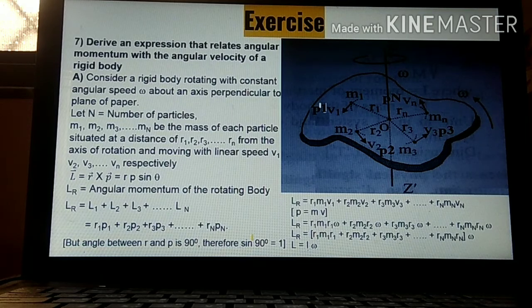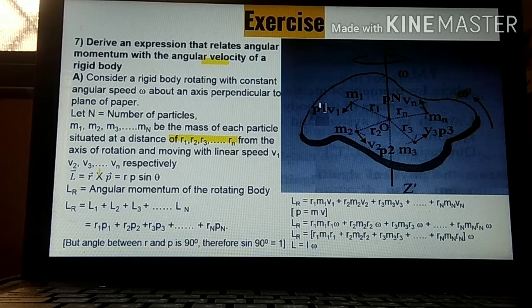Derive an expression for angular momentum in terms of angular velocity of a rigid body. We are considering a rigid body which is spinning with an angular speed omega. Let n be the number of particles. m1, m2, mn are the masses of the particles situated at distances r1, r2, rn from the axis of rotation and moving with speeds v1 to vn.